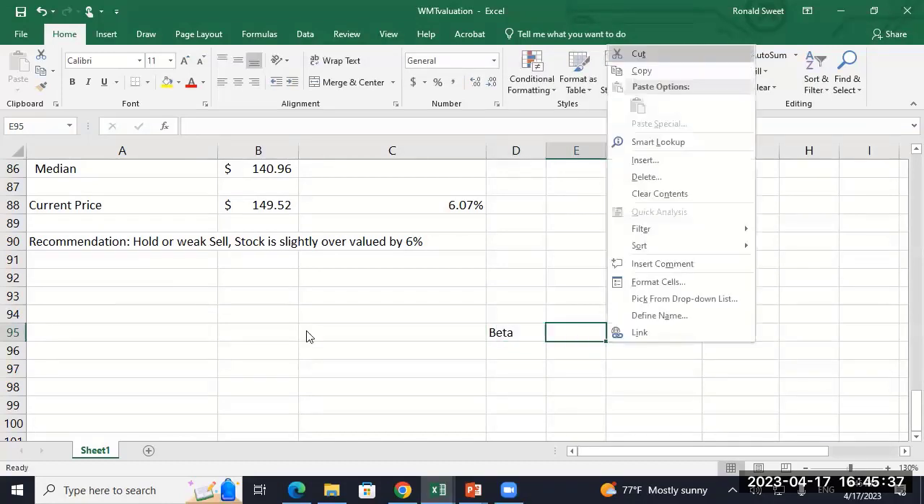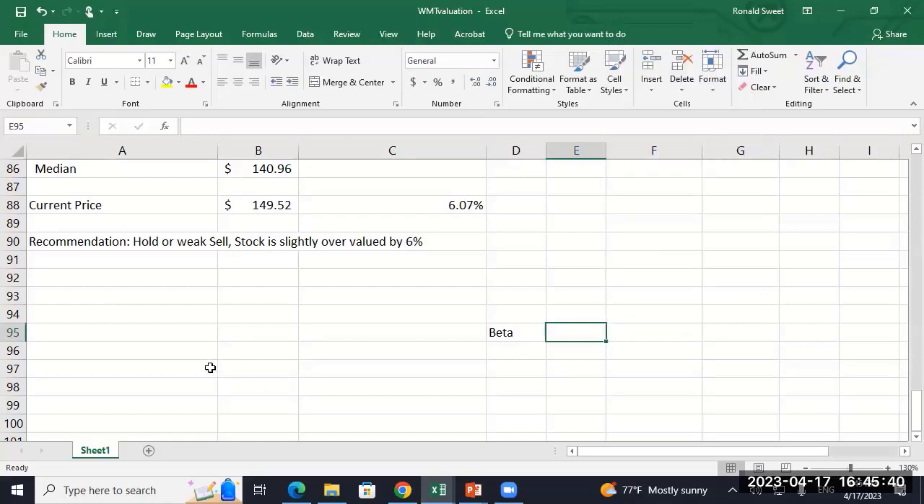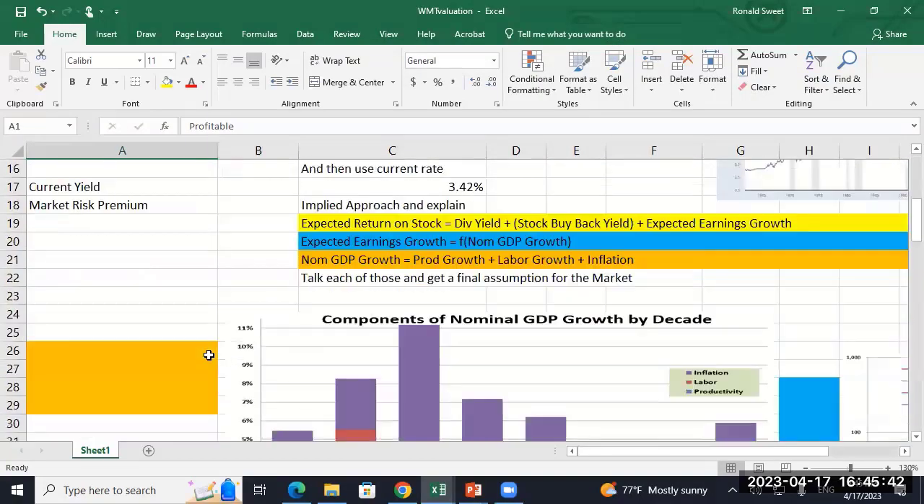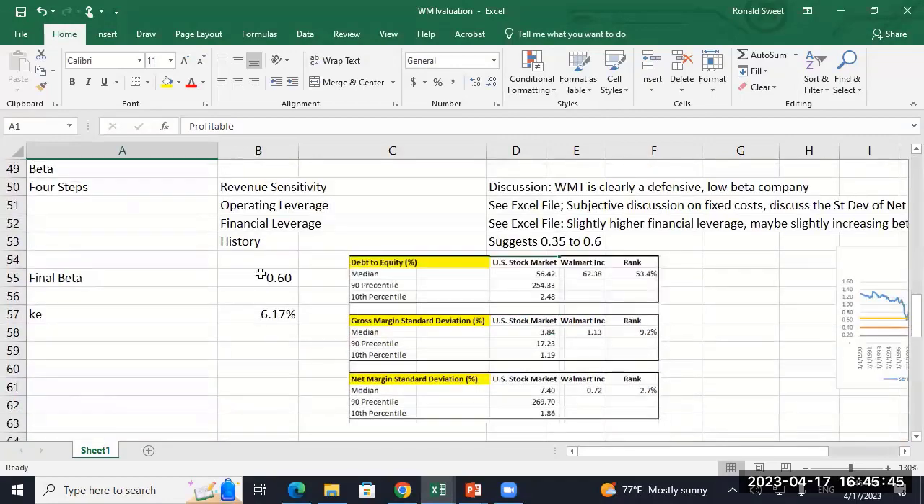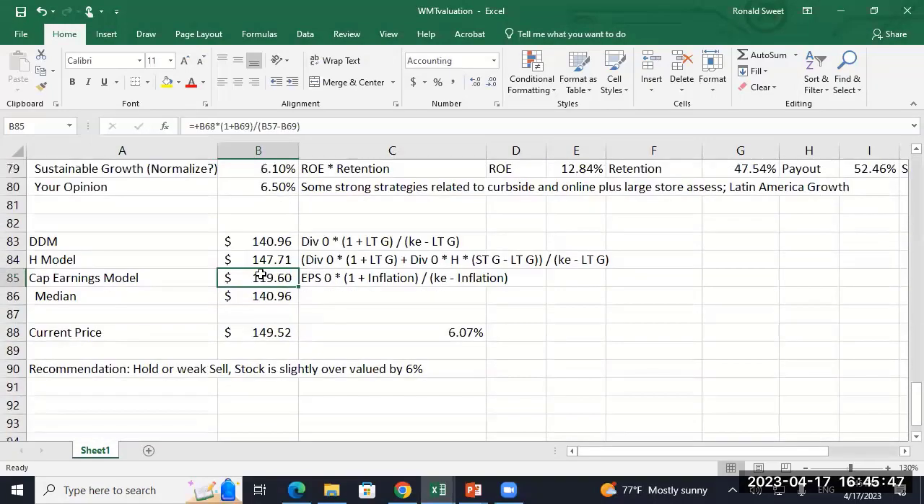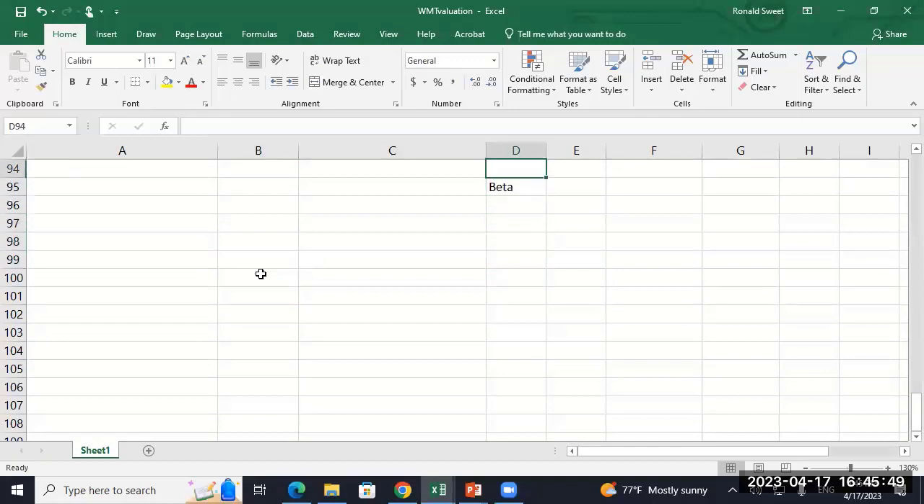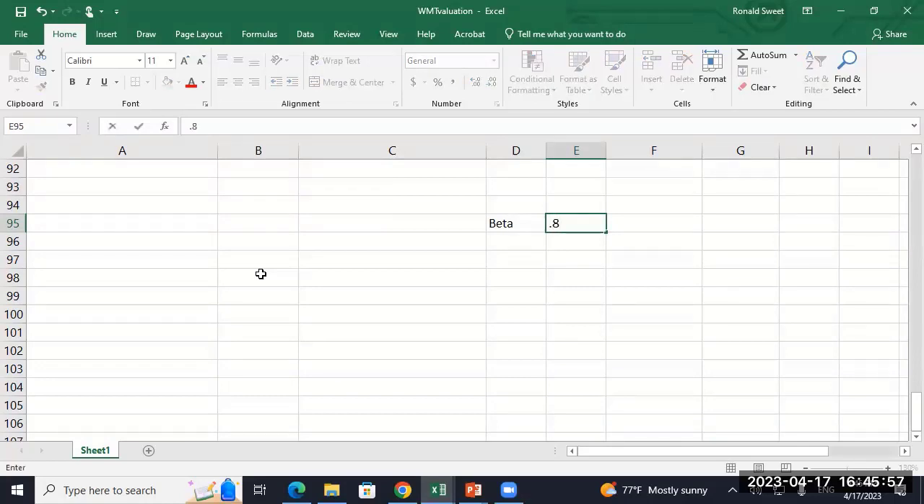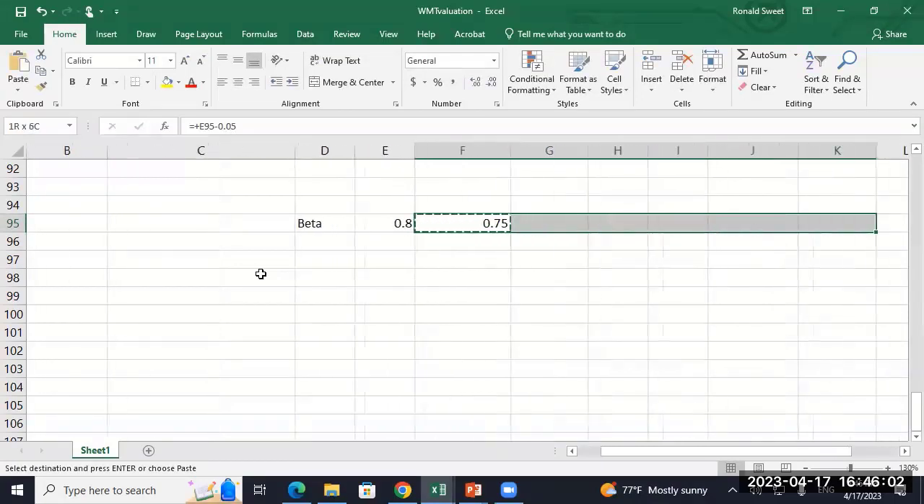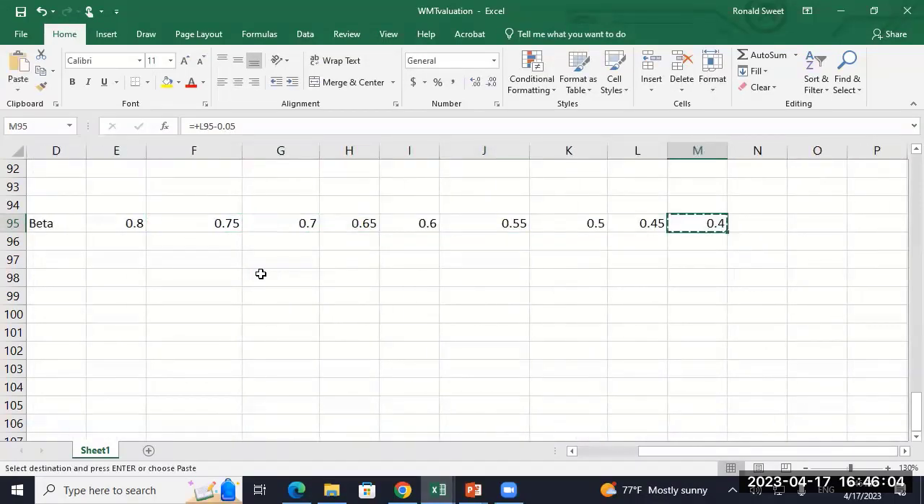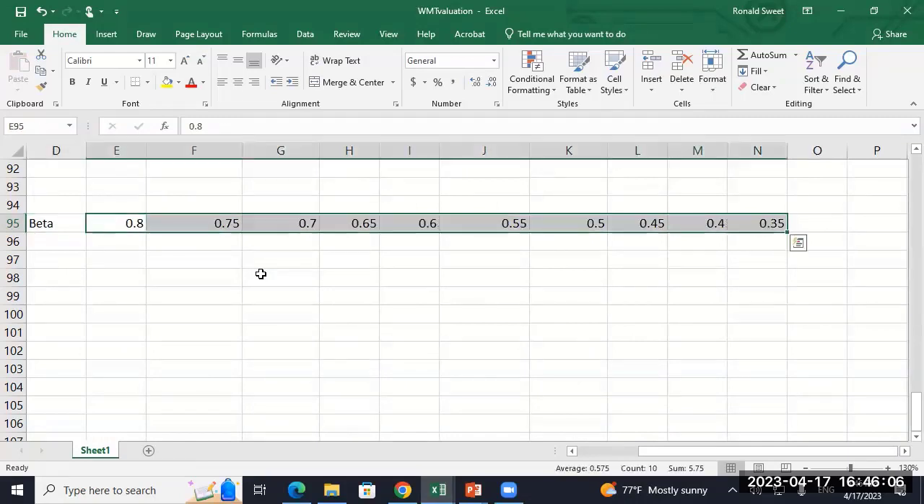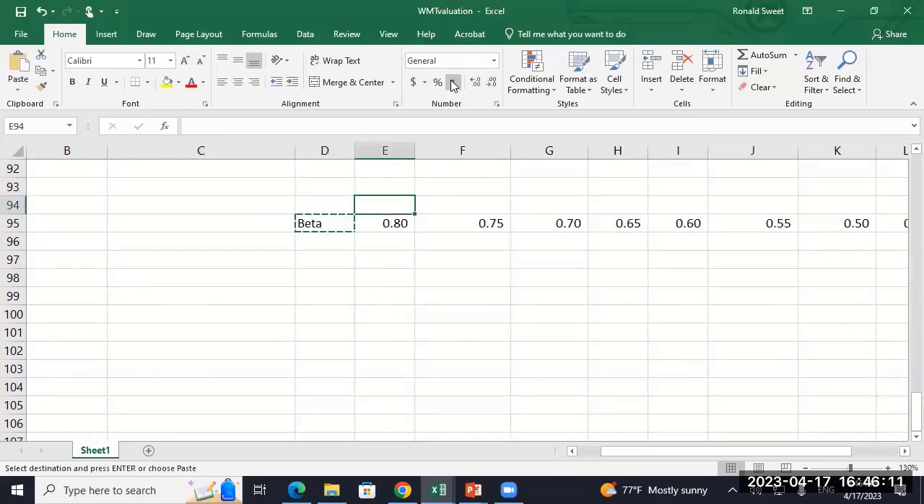So the beta we're using for this firm was 0.6, but remember, it's been much, much lower than that. What's the highest beta I would ever use for Walmart? I think 0.8 is probably the highest I would go. And how low would I go? Maybe 0.35. I don't think I'd ever go below that. So there are my beta scenarios.